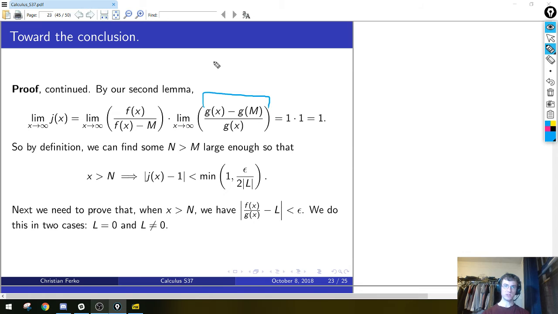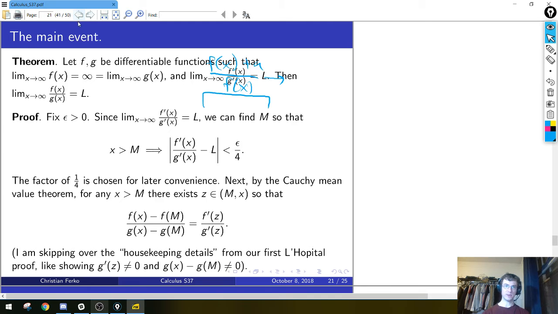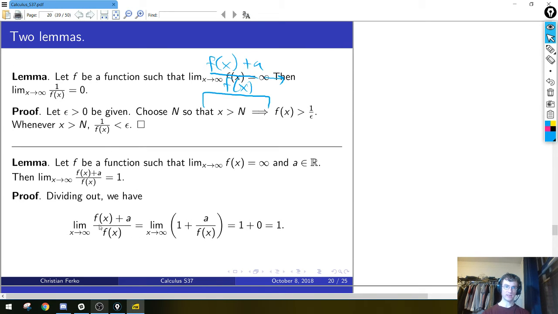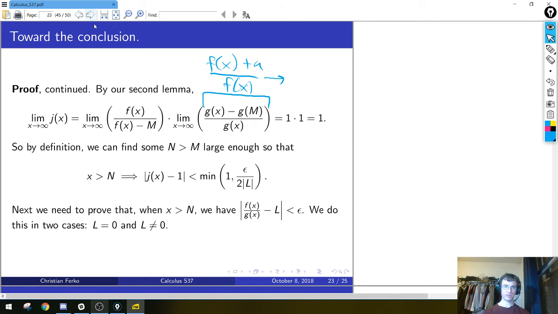Well, this is just that thing that we just proved. This is like f of x plus a over f of x, right? This is that second lemma we had, where if you have one guy that goes to infinity and you add a constant upstairs, divide by the same guy, it goes to 1. So we just apply that here, because g goes to infinity by assumption. g of m is just some constant, right? m is a number, right? So this is like a. So this thing goes to 1.